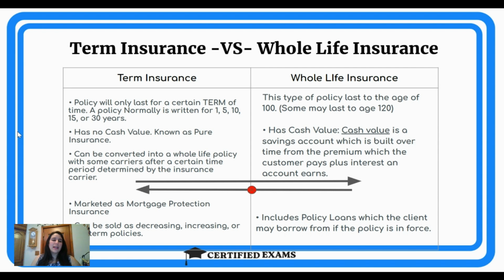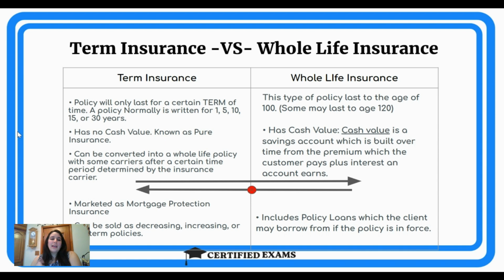That's all it is. They're paying for a specific thing, which in this case is the death benefit. There's the second point: a term policy has no cash value. There's no savings account attached to this policy. It is known as pure insurance. So that is a definition for y'all to know. If you see that term on your exam, pure insurance equals term insurance. So I want you to commit that to memory.